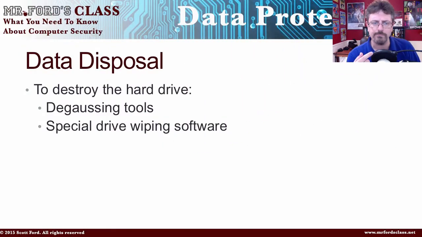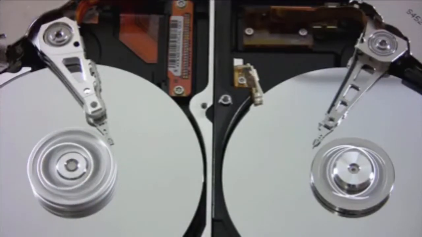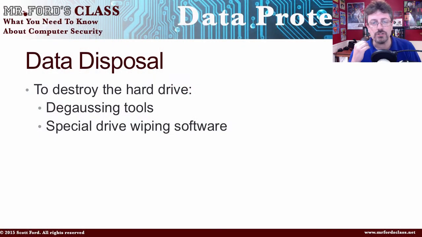So to destroy a hard drive, to really destroy the information on a hard drive, we have two basic ways to do that. We can do it through a mechanical means, physically doing something to the hard drive, or we can do it through a software means. To do it via hardware, we use something called a degausser. Hard drives store information magnetically, positive and negative. A degausser is a very powerful magnet that will destroy the information.